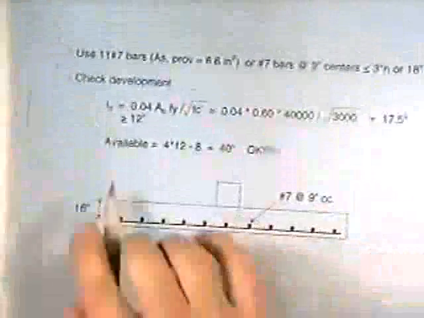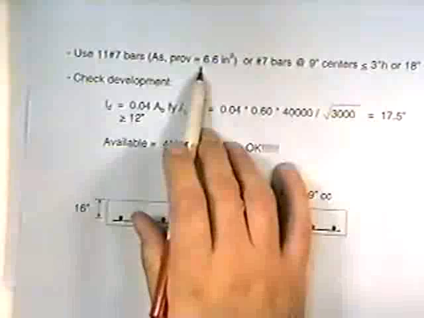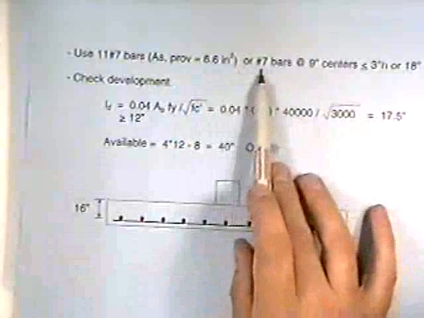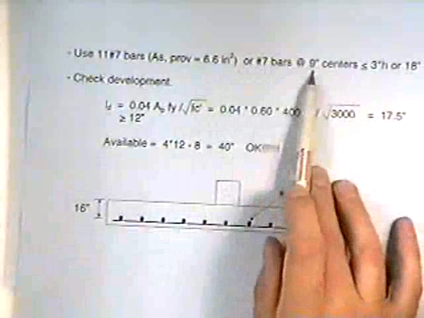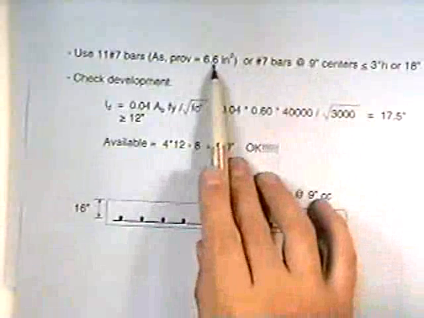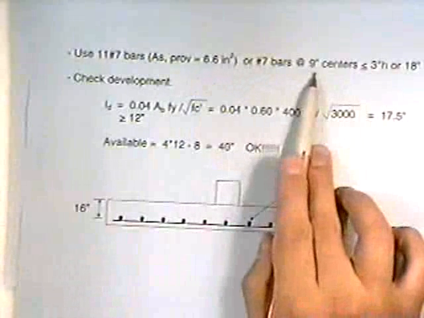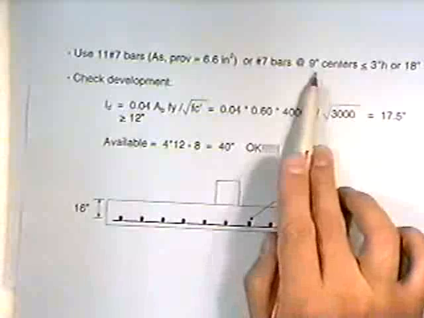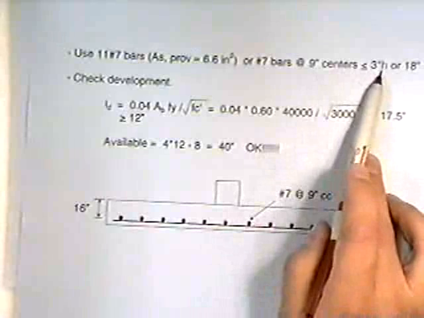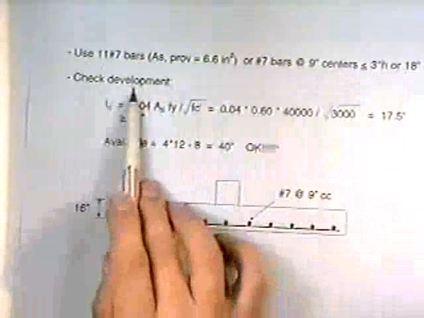Okay. Now, if you select 11 number 7 bars, that gives you an area of 6.6 inches squared. This is the same thing as saying, let's use number 7 bars at 9-inch centers. If you divide the total number of bars by the width of the footing, you'll find that you need to space these bars at 9 inches. And you'll notice the 9-inch centers is less than 3 times the thickness of the footing, and it's also less than 18 inches. So that's okay.